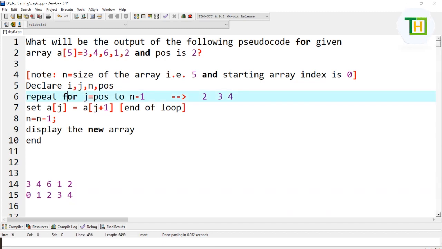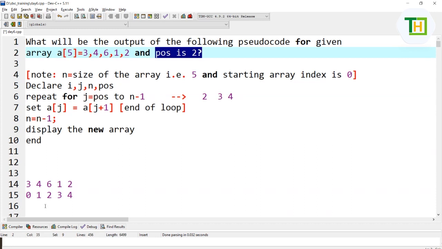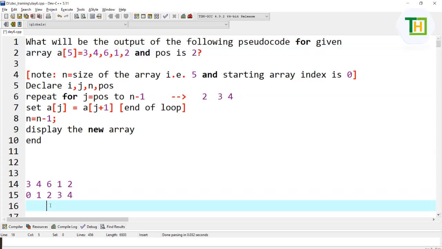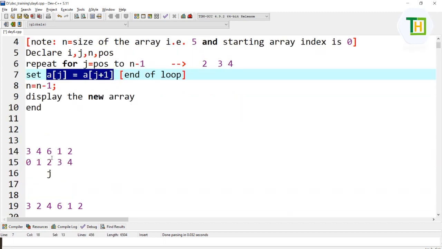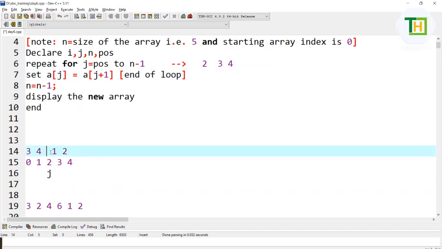For position, j is equal to position to n minus 1. What is the position value? The position value is by default 1. That means in the loop, j is going to start at this position. Here E of j is equal to E of j plus 1. That is, this value is going to be replaced with the previous value.